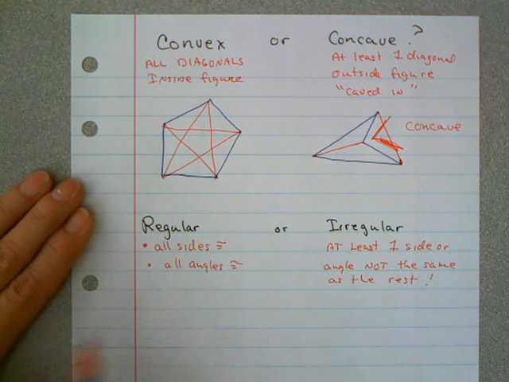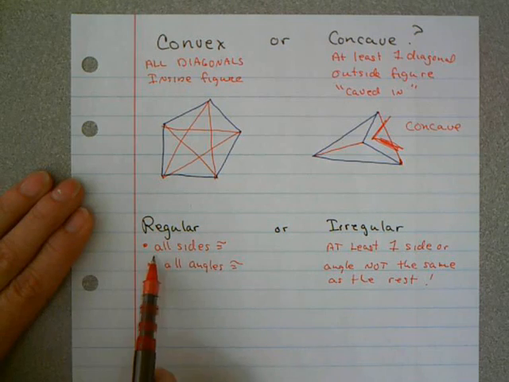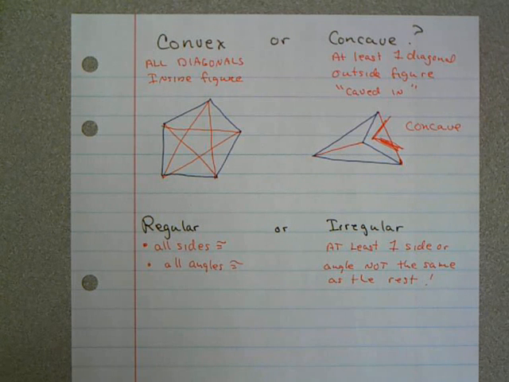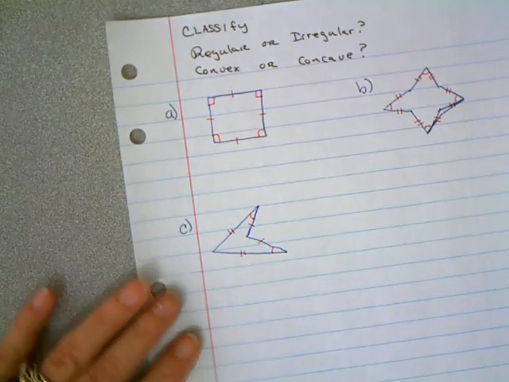Okay? And when you think about a regular polygon, regular means it's really predictable. All the sides are congruent, all the angles are congruent. Same. If it's irregular, at least one side or angle is not the same as the rest. And all it has to be is one.